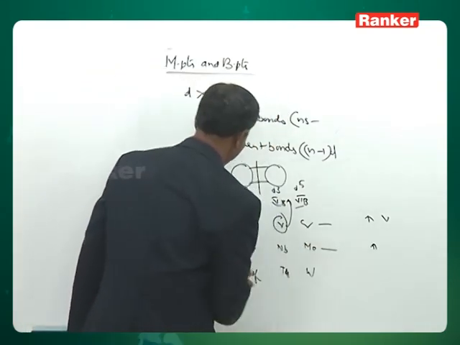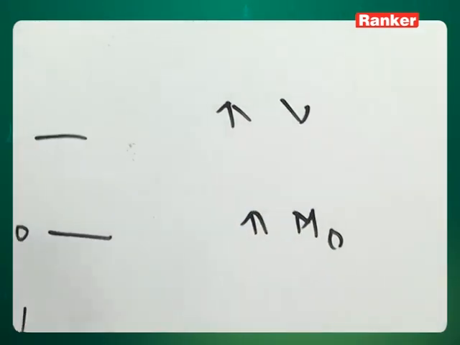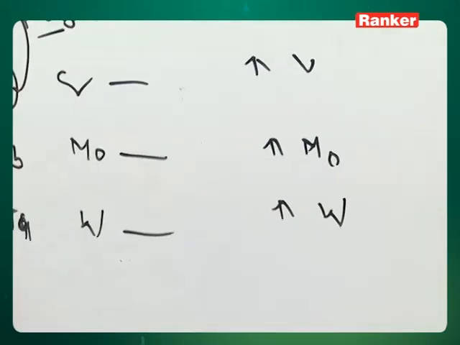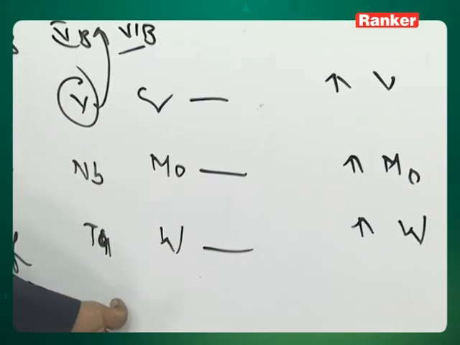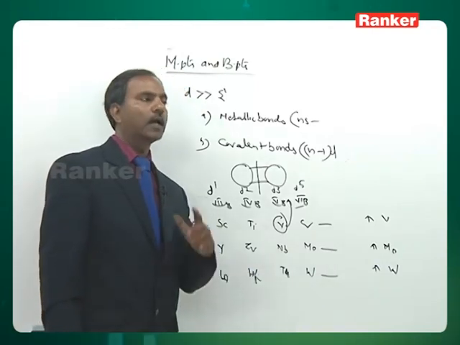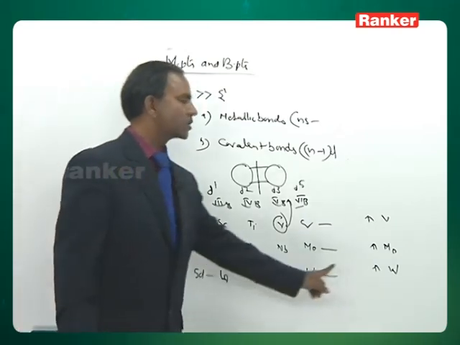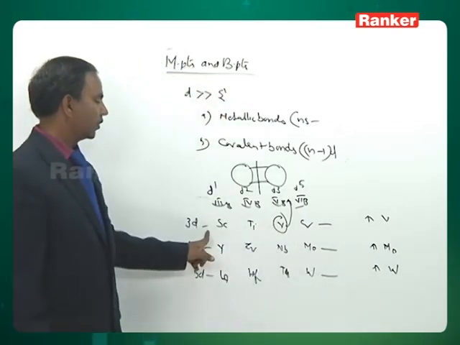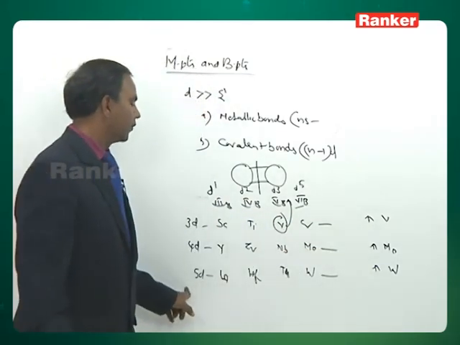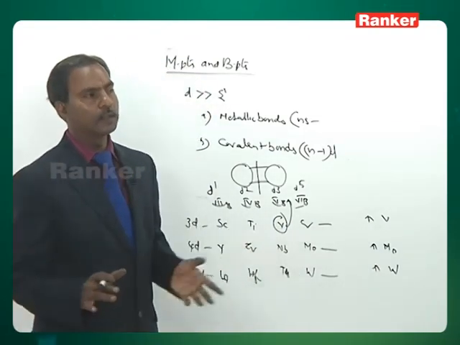In the case of 4d, molybdenum has the highest, and in the case of 5d, tungsten has the highest. I already mentioned to you that among all the d block elements, or among all the metals, tungsten has the highest melting point, and the lowest melting point is mercury. Highest is tungsten and lowest is mercury. Among the 3d, highest is vanadium. Among the 4d, highest is molybdenum. Among the 5d, tungsten. Moreover, tungsten has the highest melting point among all the metals.